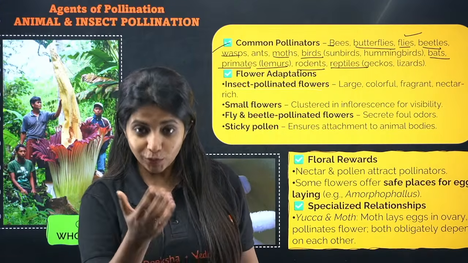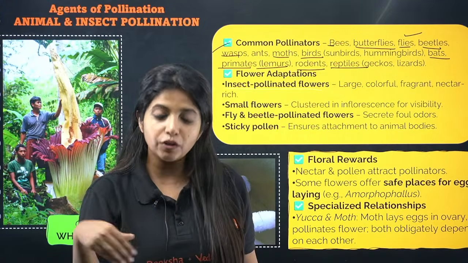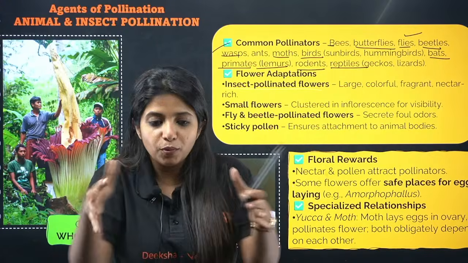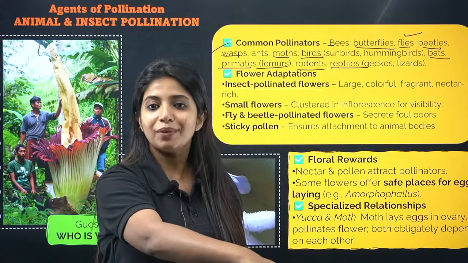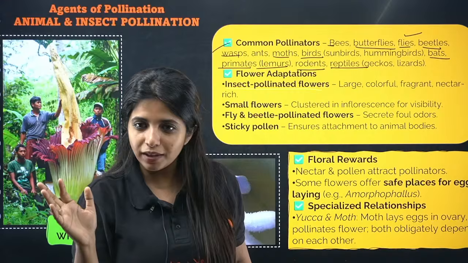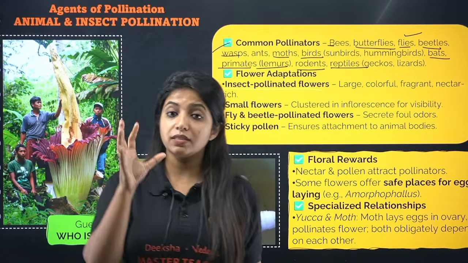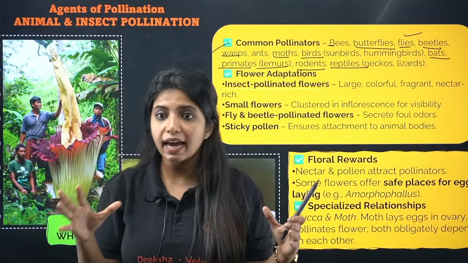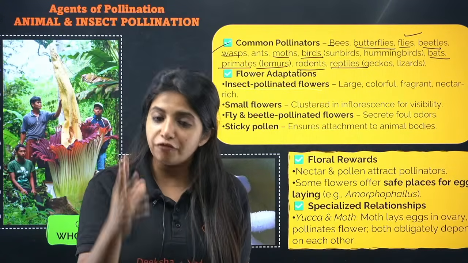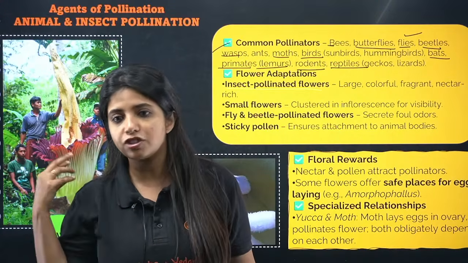You come here, and when you take the nectar, my pollen grains are going to be on your surface, and when you go away to some other plant, you can just transfer it for me. So easy as that. So always remember, insect pollinated flowers are usually large, colorful, fragrant, and they can be nectar rich as well.